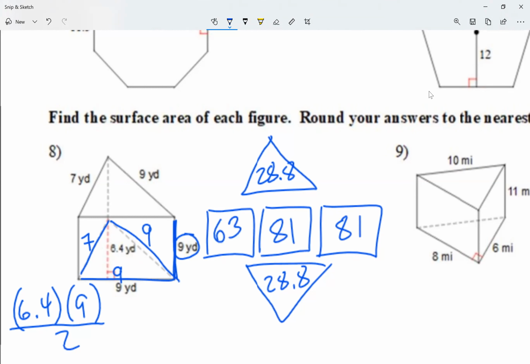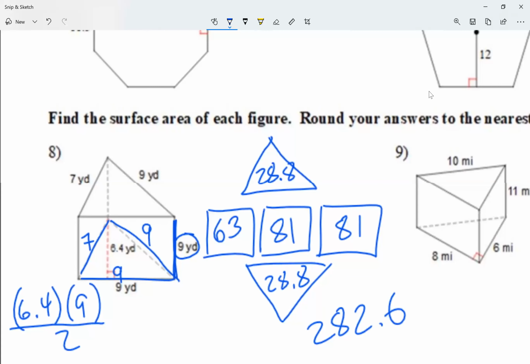Notice how I went 9, which is the height. See how I circle 9? I'm going to go 9 times each of the sides of my triangles. All right, now just add everything. So I'm going to go 28.8 plus 28.8, and then plus the rectangles. My answer happens to be 282.6.